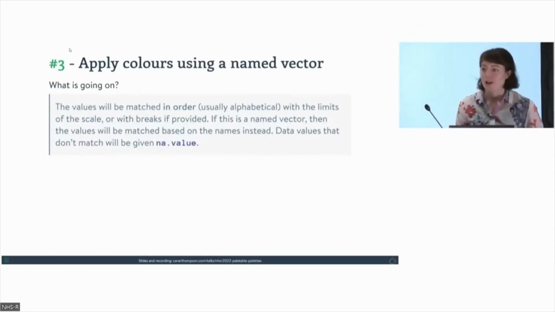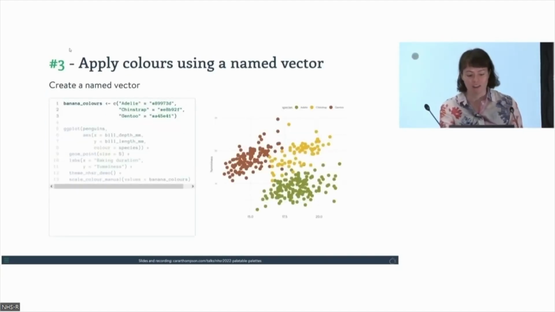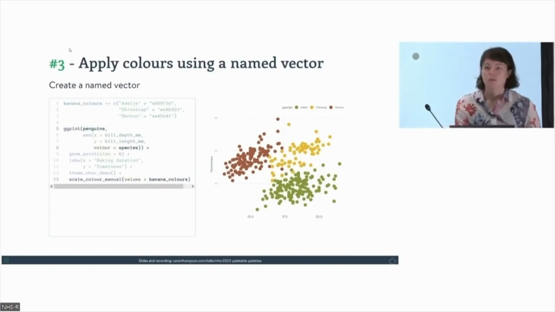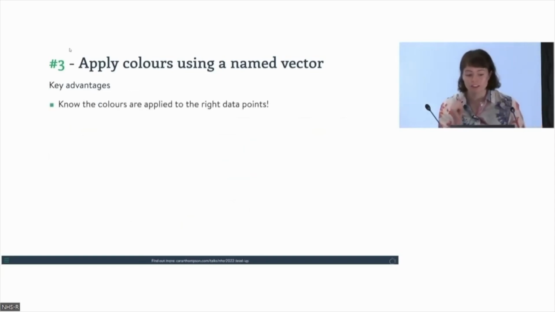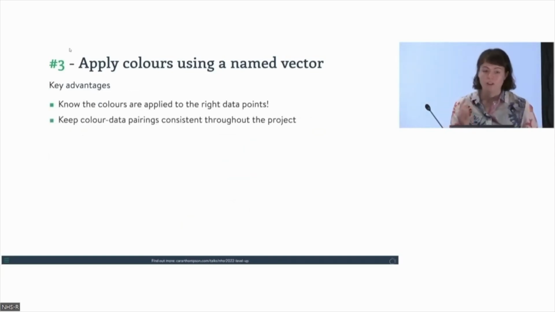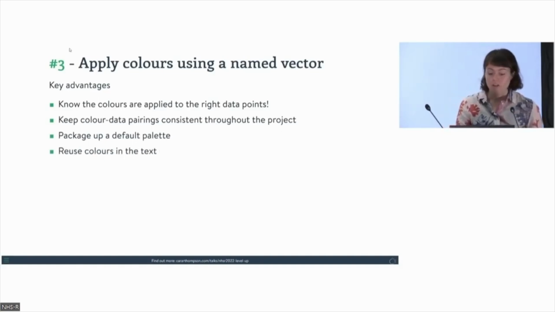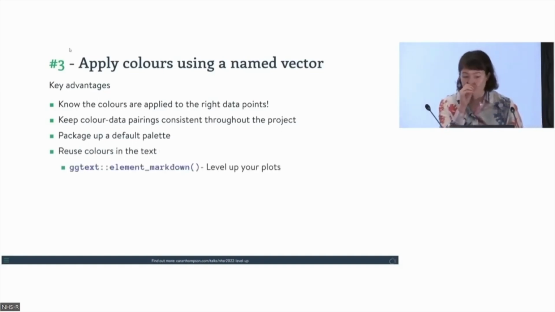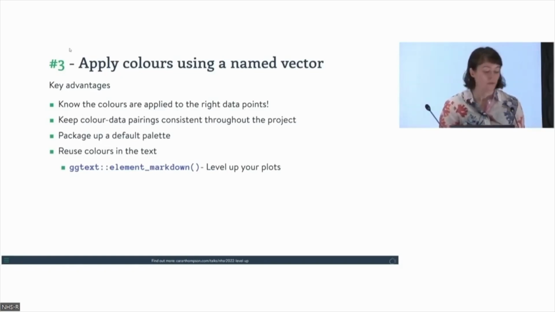The way to avoid that happening, because you do not want this to happen in your own projects, is to use a named vector, and then you plug that into your plot code at a later stage, and then however much your keen bean wants to reorder your factors, you're still fine. Everything is safe. Key advantages: you know the colours are applied to the right data points, you keep your colour data pairings correct throughout your whole project, you can package it up as a default palette as well. You can reuse colours in the text, and if you want to find out how to do that, have a look at the workshop that I did a couple of weeks ago for this conference online.